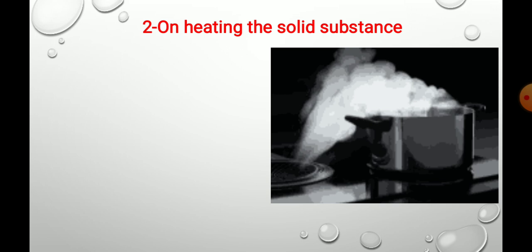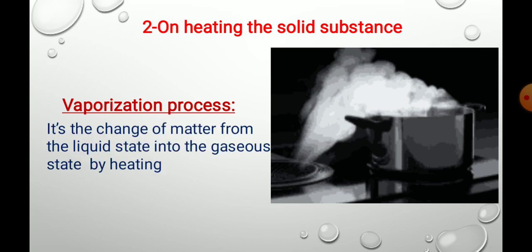Number two, on heating of liquid substances, its molecules gain more energy, so the speed of its molecules increases, and at the boiling point the molecules overcome the intermolecular space, so the intermolecular space increases and they escape in the form of vapor. This process is known as vaporization. Vaporization means a change of matter from the liquid state to the gaseous state by heating.